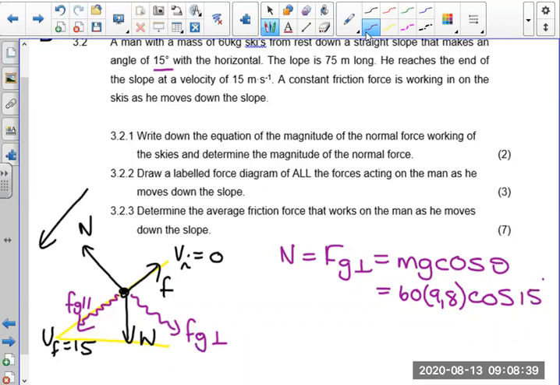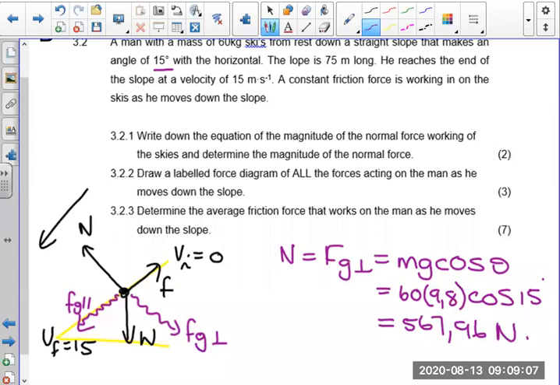Okay, so when we work this out, we get an answer of 60 times the 9,8 and then cos 15, and the answer is 567,96 newtons. That would be the normal force that we're going to use.